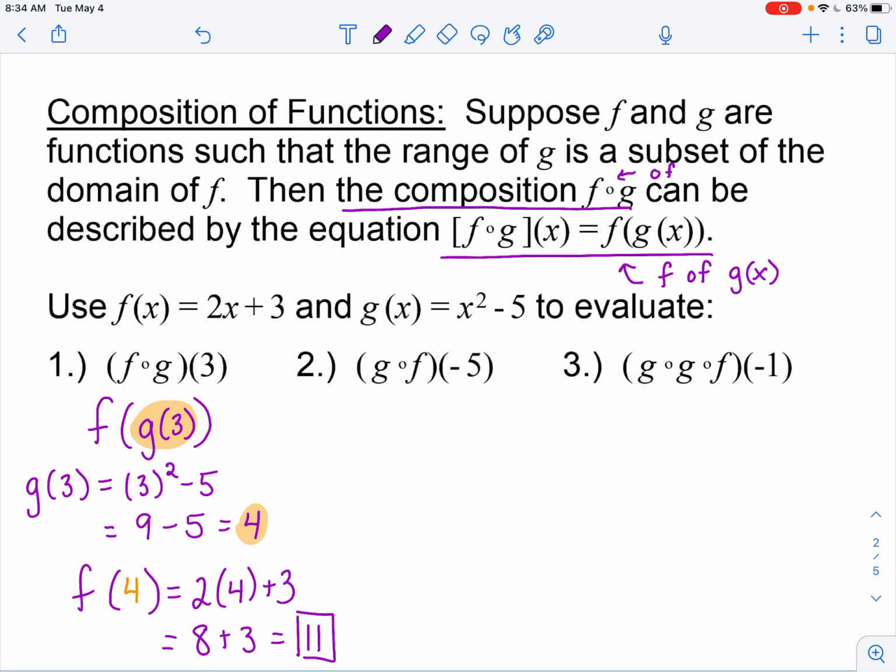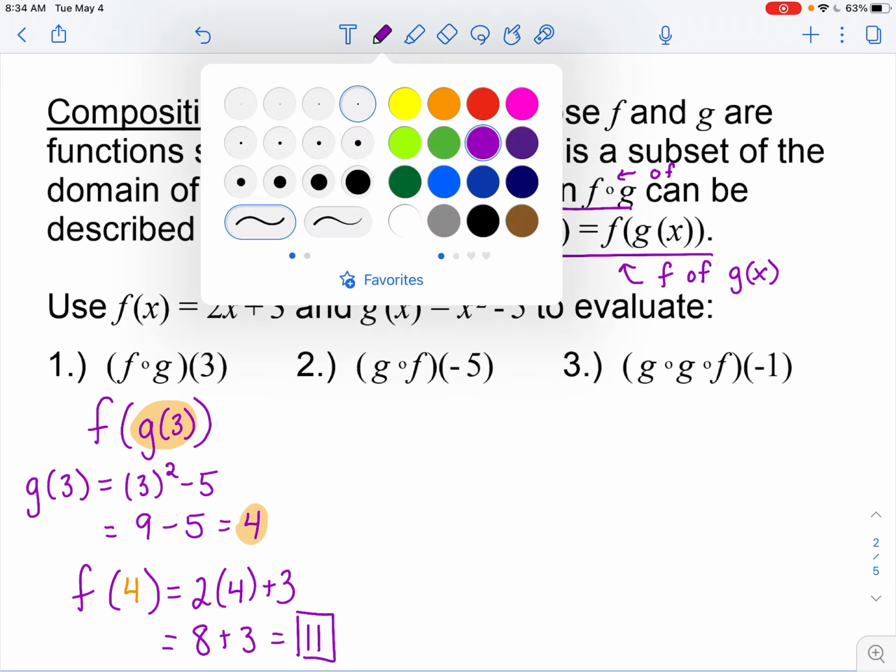So it's an inside-out process. You find the value from the inside, g of 3 first, and then you plug that into f. So the range value, the y value we got out of the g of x function, the 4, gets plugged in as a domain value, or an x value, into f. So that's the domain-range connection there. All right, let's take a look at number 2.